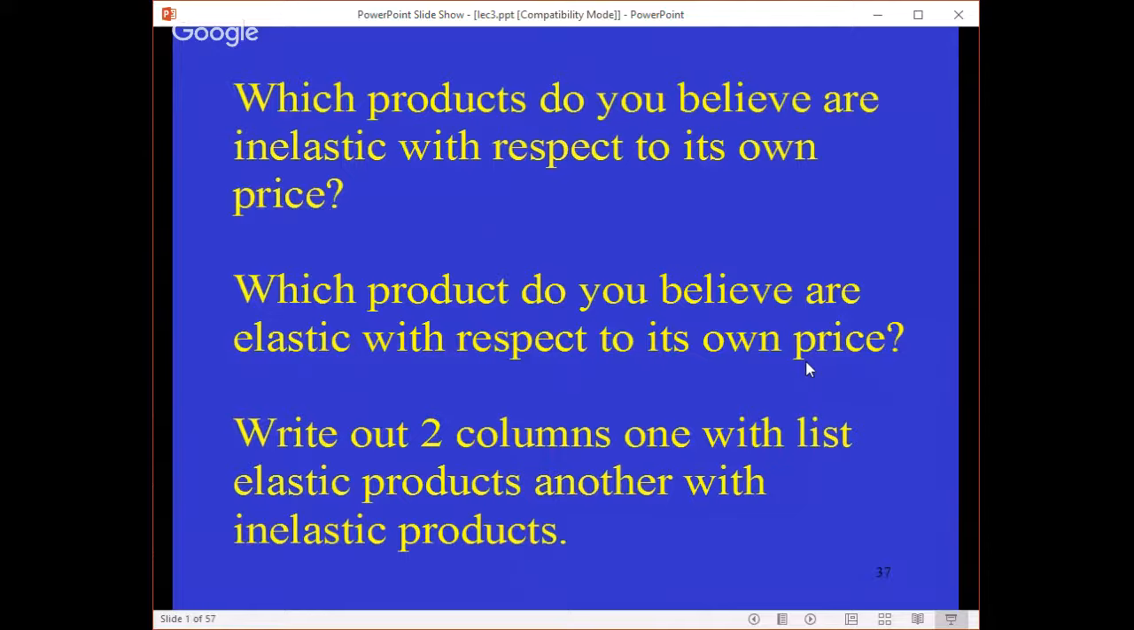In the long term, people figure out ways around it, right? In the longer term, gas is more elastic. It still might be inelastic, just a little below one, but it becomes more elastic as time goes on. People do things, they carpool, they buy more efficient cars, etc. Anything else?